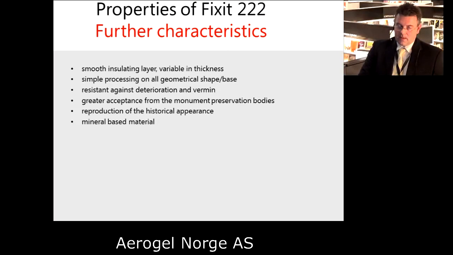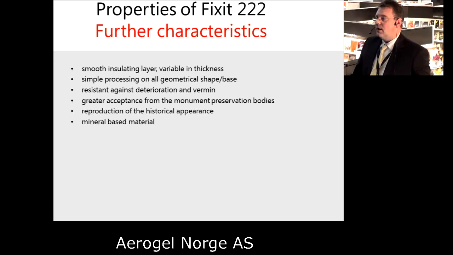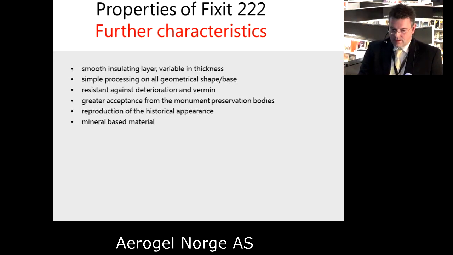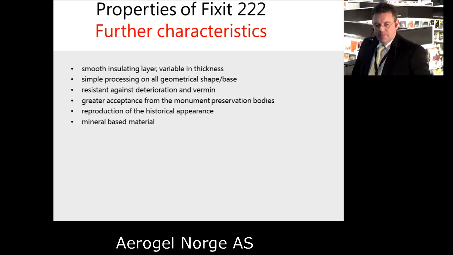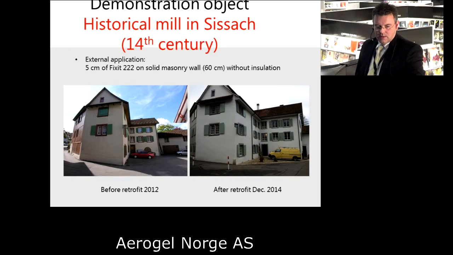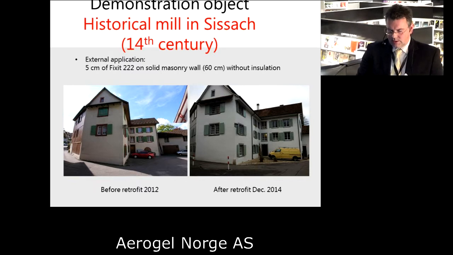Preservation bodies, a reproduction of the historical appearance, and it's a mineral-based material. The historical mill at Sissach, we heard it from the 14th century. The left picture shows us the old mill in the year 2012. And on the right side, this is a photo from last December. So it looks like this, very good. And there was an external application with around about 5 centimeters of the aerogel render on a solid masonry wall.